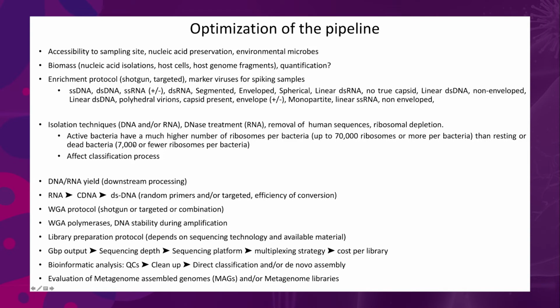So as you can see over here, active bacteria have a much higher number of ribosomes per bacterium. So it's about 70,000 ribosomes, compared to only 7,000. So there are approaches that try to use this type of information to discriminate between dead and active bacteria. And of course, all the above can affect the classification process of our sequences. So the yield of our DNA and RNA isolation is also important. This also depends on what type of analysis we want to do.